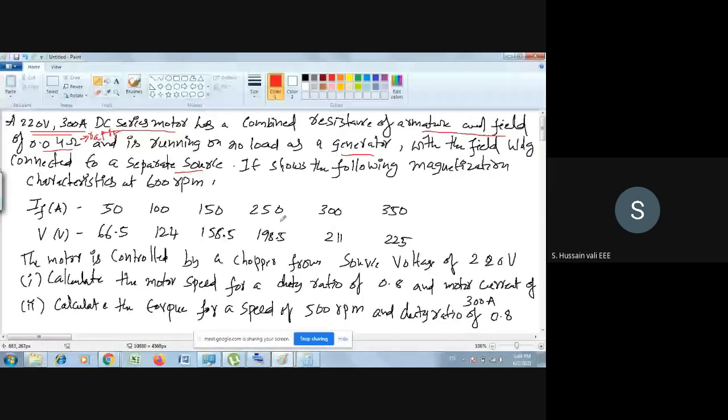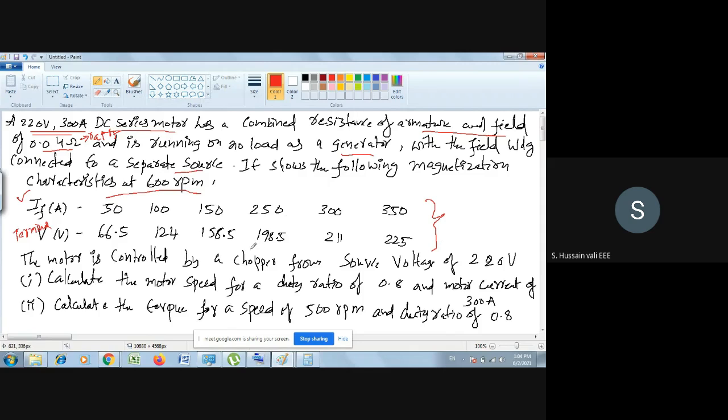Now it shows the following magnetization characteristics at 600 rpm. I hope you recall the magnetization characteristics of DC machines. What is the magnetizing characteristic? This is the field current and this is the terminal voltage.